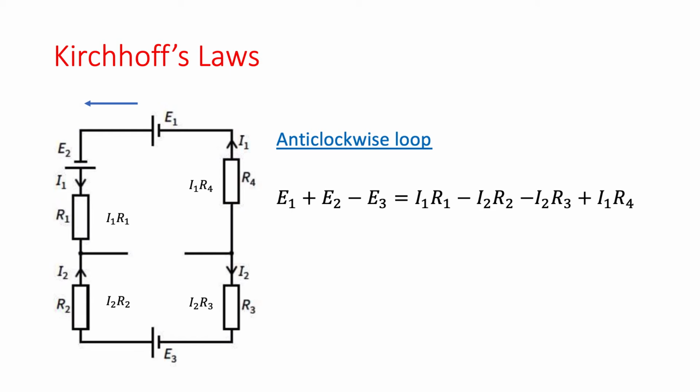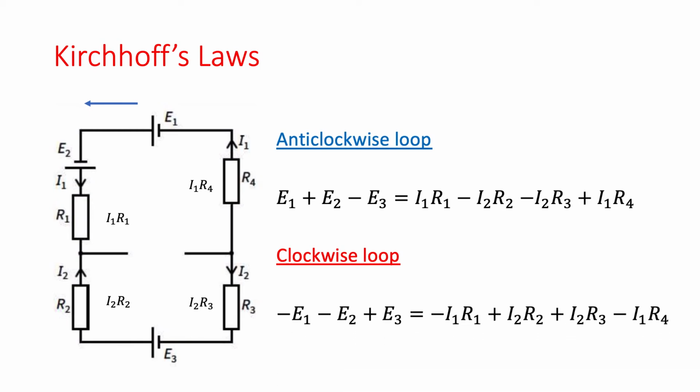Now we could do this as an anti-clockwise loop, or we can also do it as a clockwise loop. In that case, our values simply take the negative. So we can go round and look at our E3. As we go around our clockwise loop, we're going to come out of the positive terminal of E3, and so E3 becomes positive. However, as we enter E2's positive terminal and also E1's positive terminal, these two values become negative.